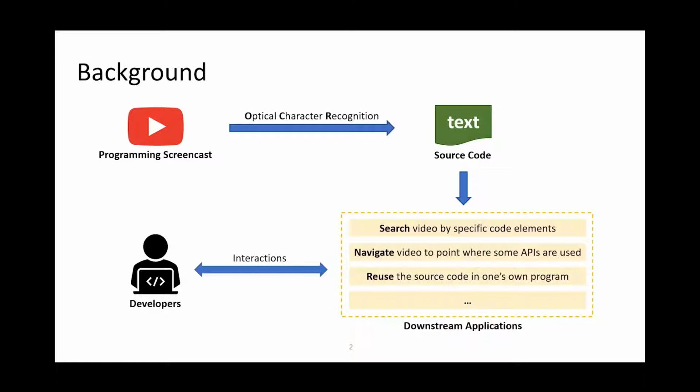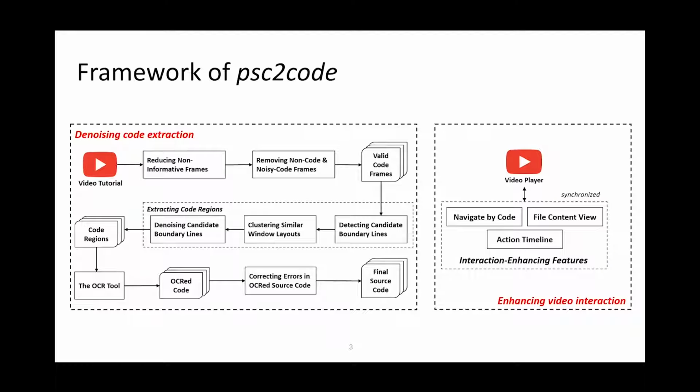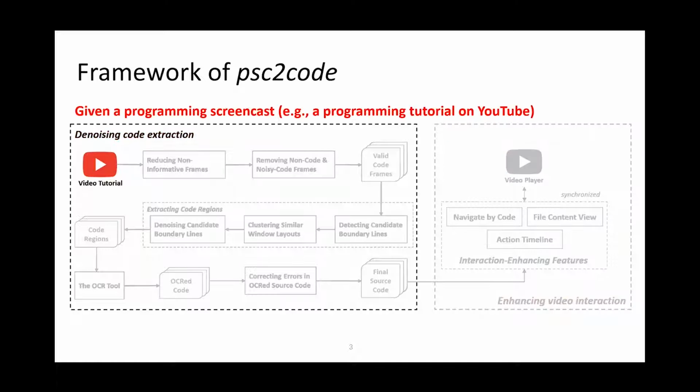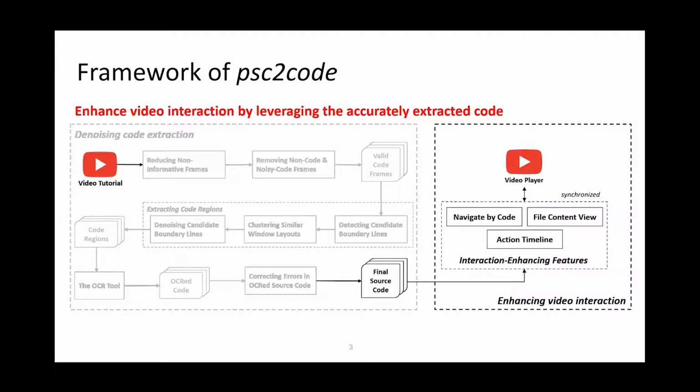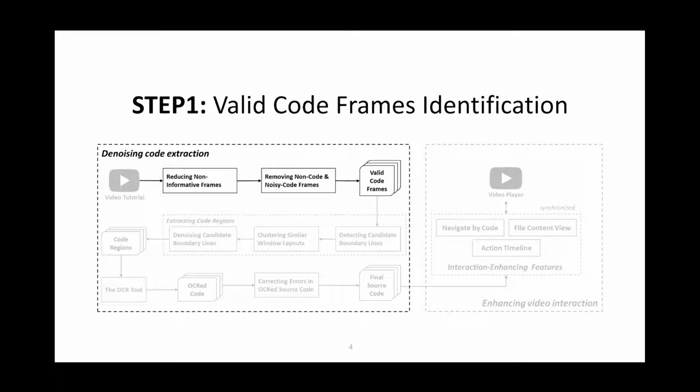However, we observe three major noises in the extraction process that will dramatically affect the quality of the extracted code. Thus, we built a tool named psc2code with two components: denoising code extraction and enhancing video interaction. Given a programming screencast, psc2code first extracts source code by 3 steps, then enhances video interaction by leveraging the accurately extracted code. Step 1. Valid code frames identification.